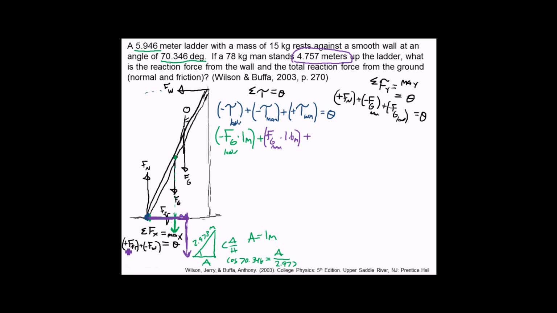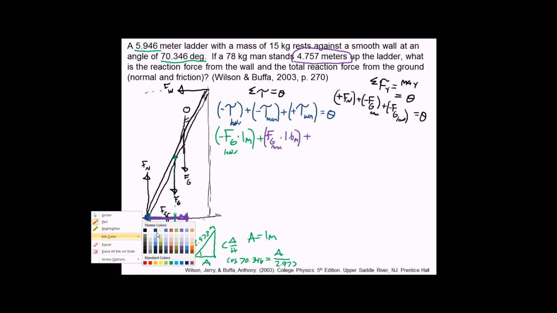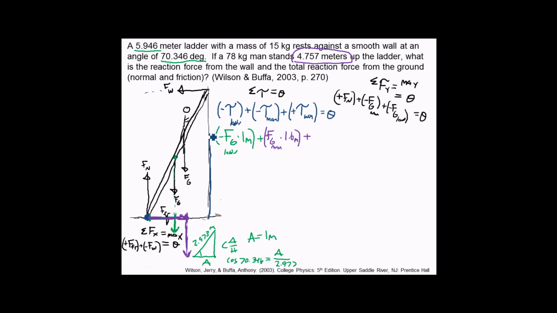And then the last one we need is the wall length. As we looked at in the last video, this is the length that we'll use here. This being a right angle, we know the angle theta here, and we know the hypotenuse is 5.946. So we can use sine theta for that. Sine equals opposite over the hypotenuse. So sine of 70.346 times the length of the ladder will give us the force of the wall times the height, which is 5.6 meters.